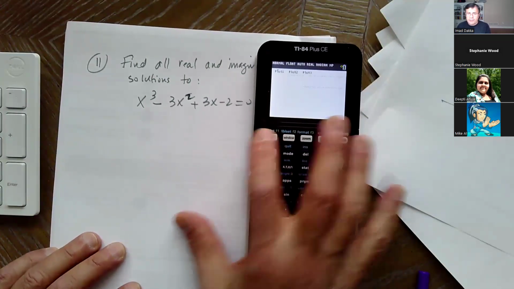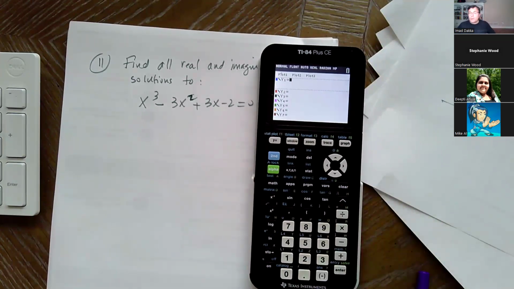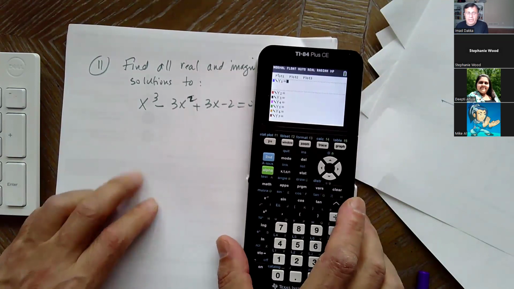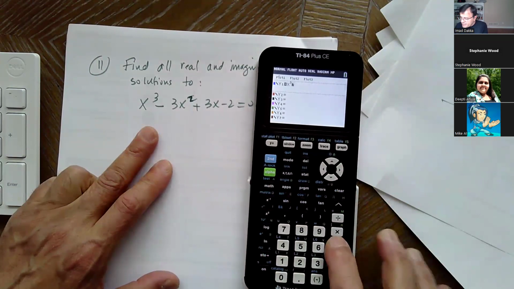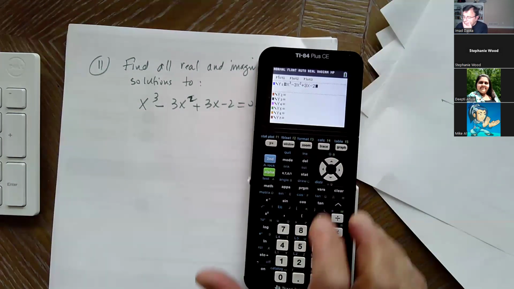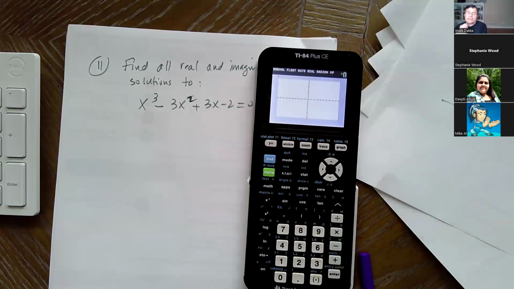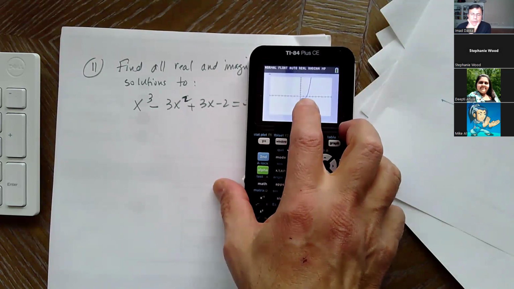So what I'm going to do, I'm going to graph it to see where the graph does cross the x-axis. That will give me an idea where to start. So if I graph x cubed minus 3x squared plus 3x minus 2, and I would do zoom 6 to get a standard graph. So it looks like there's only one real zero, and it looks like it's at 2, correct?